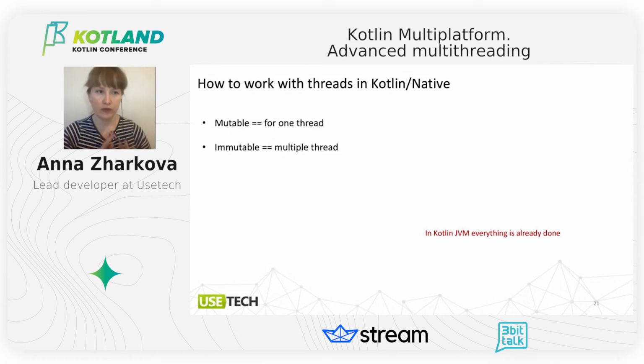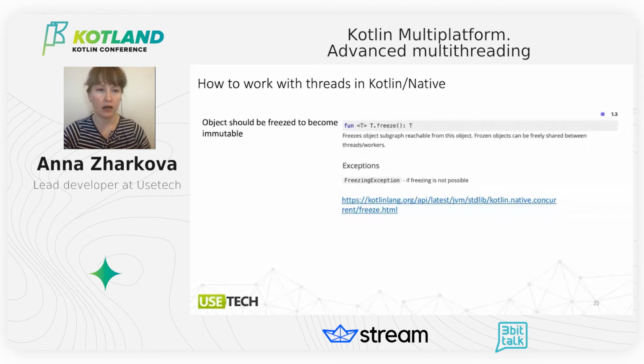And in Kotlin JVM, there are no such problems. Everything is already okay, already implemented and done. To make an object immutable, we should freeze it. We should use the freeze command, and if our object is already frozen, we will receive a freezing exception, just like we received before.